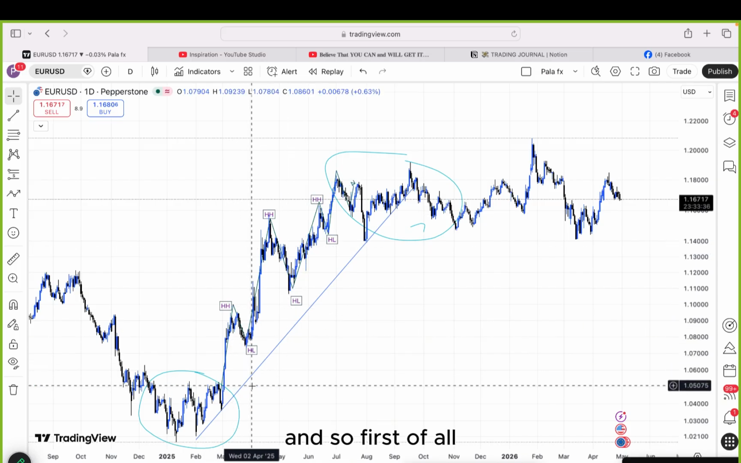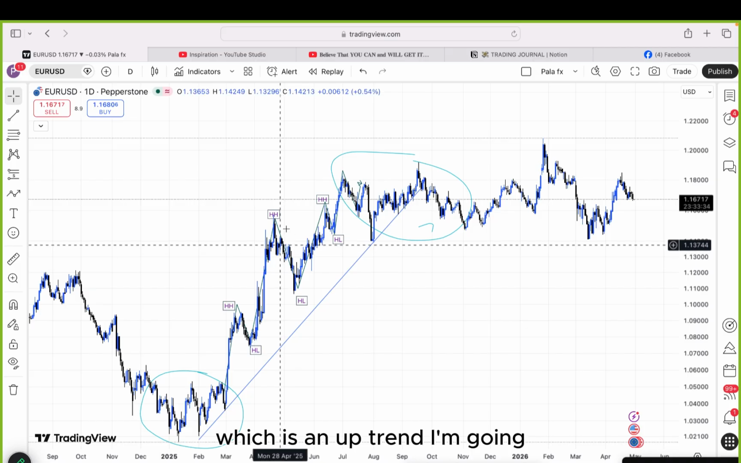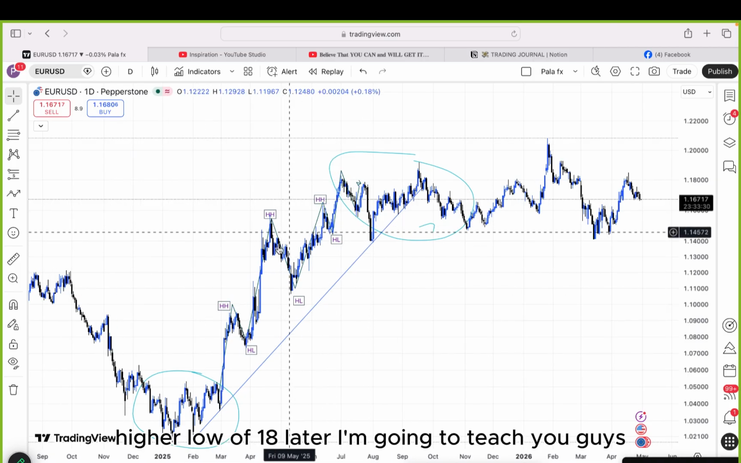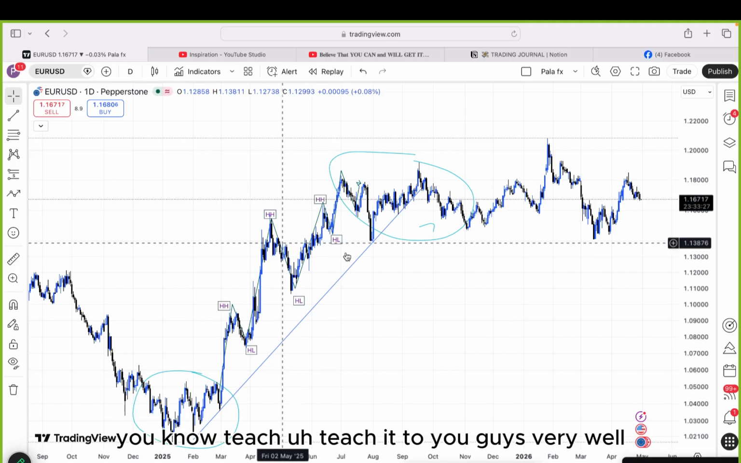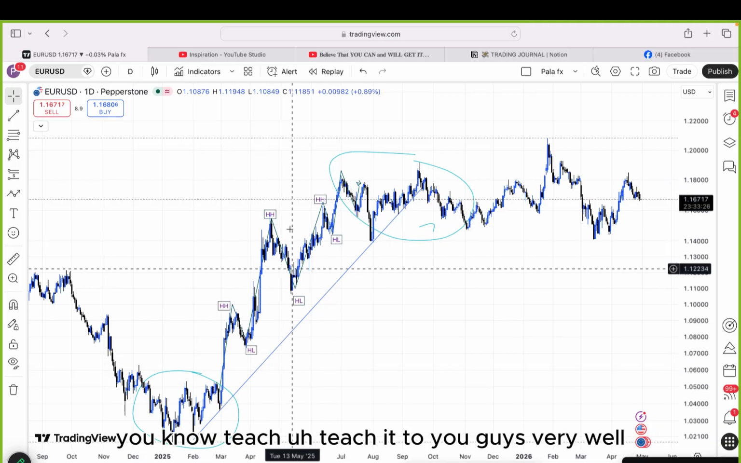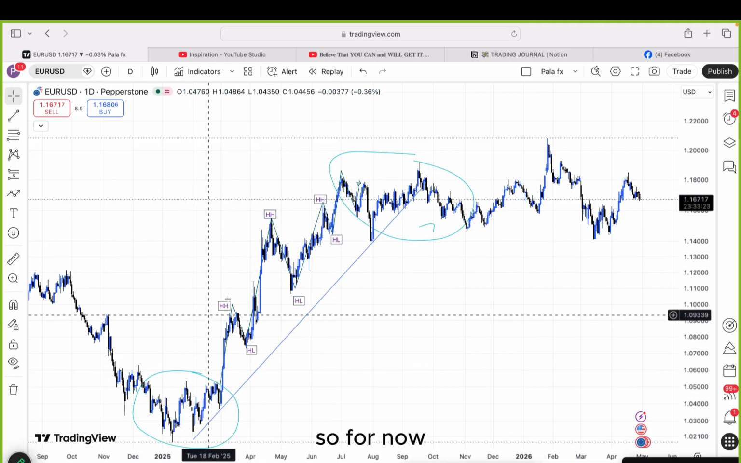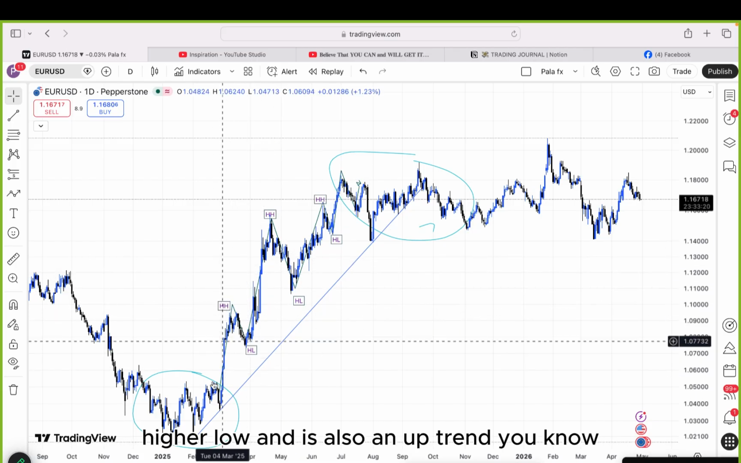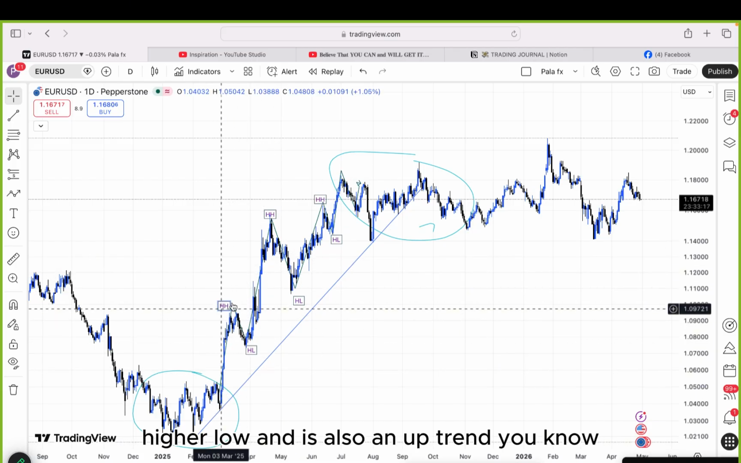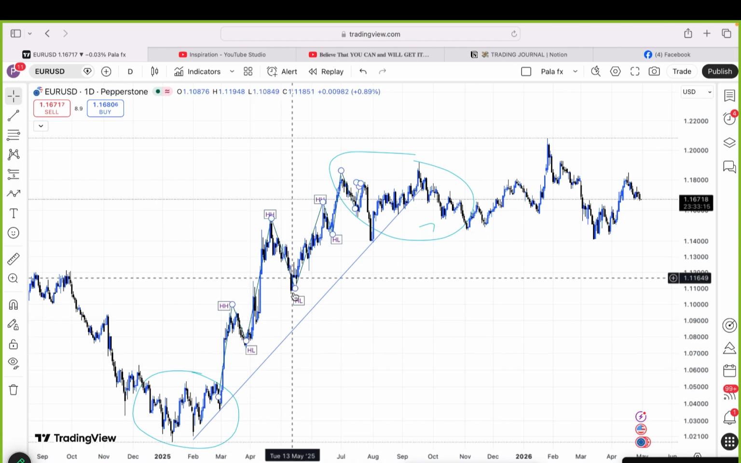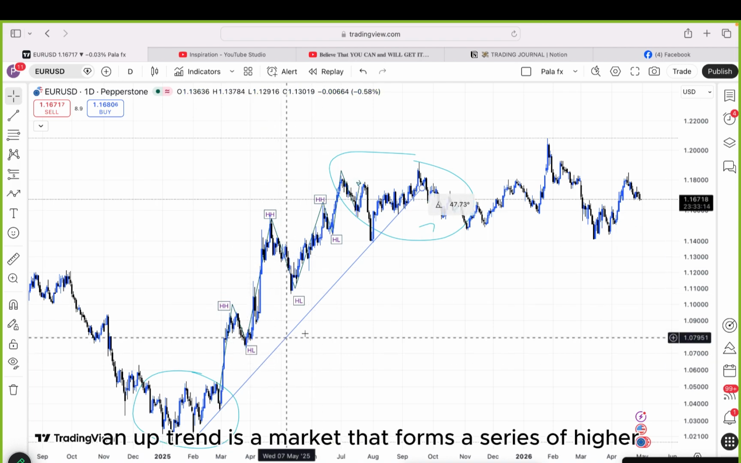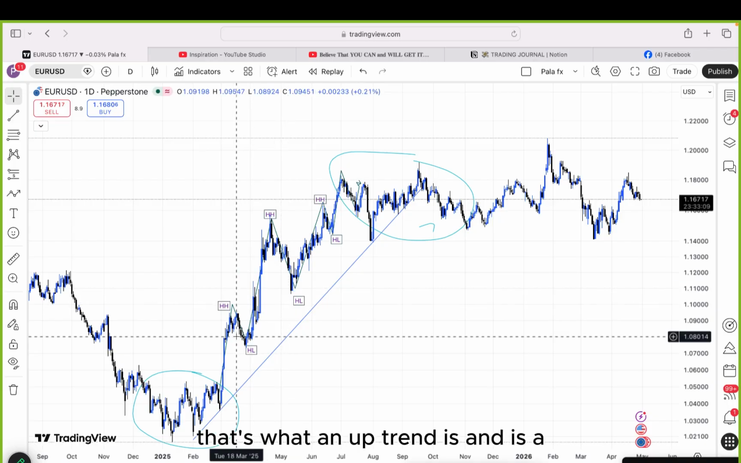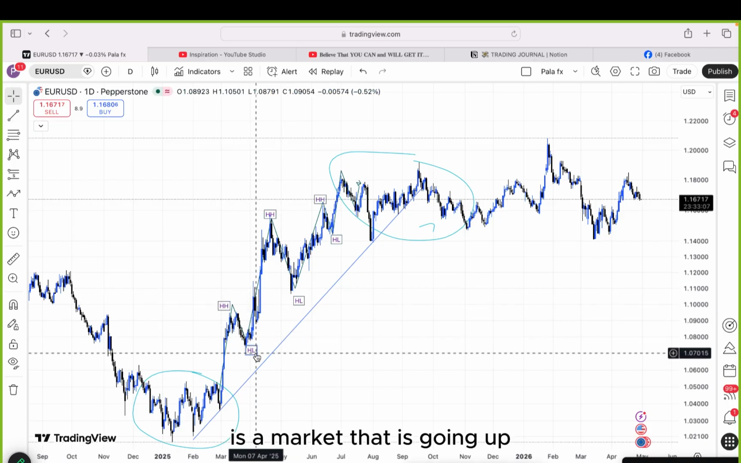First of all, we've identified the trend of the market, which is an uptrend. I'm going to come back to this higher high, higher low later, and teach it to you guys very well. For now, it's an uptrend because it formed a series of higher high, higher low. An uptrend is a market that forms a series of higher high, higher low, higher high, higher low. That's what an uptrend is, a market that is going up.